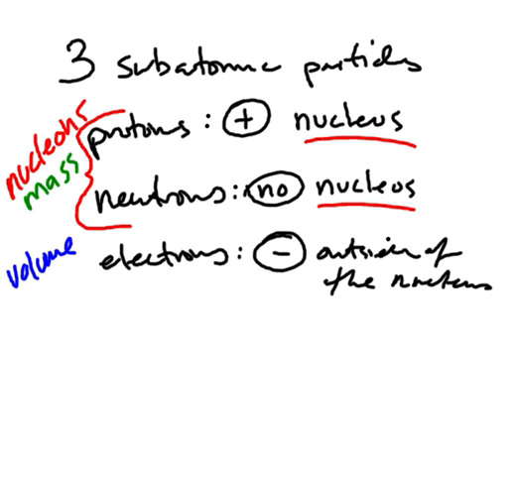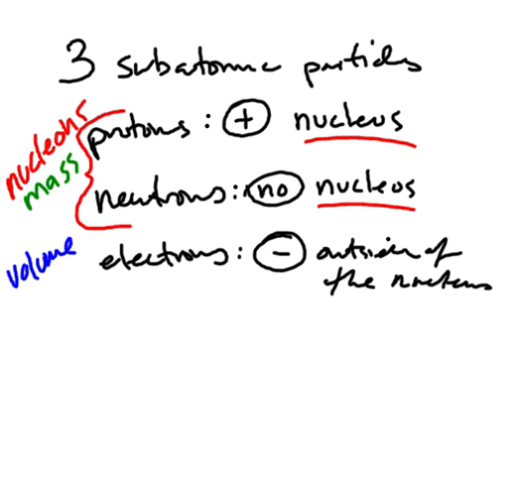So, subatomic particles: protons, neutrons, electrons. Protons and neutrons together are known as nucleons, and they contribute mainly to the mass of the atom. And then the electrons contribute to the volume. Electrons have a negative charge, found outside the nucleus. Neutrons have no charge, found in the nucleus. Protons have a positive charge and are found in the nucleus.